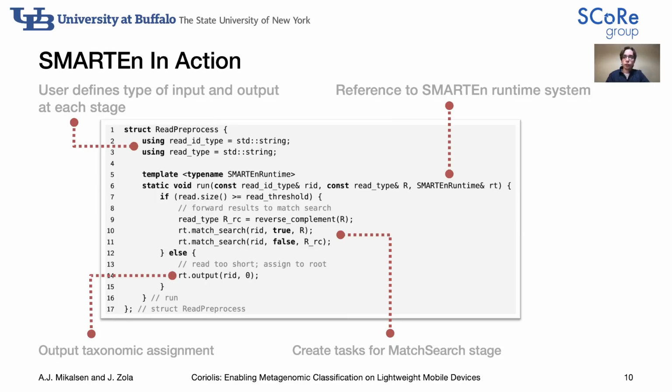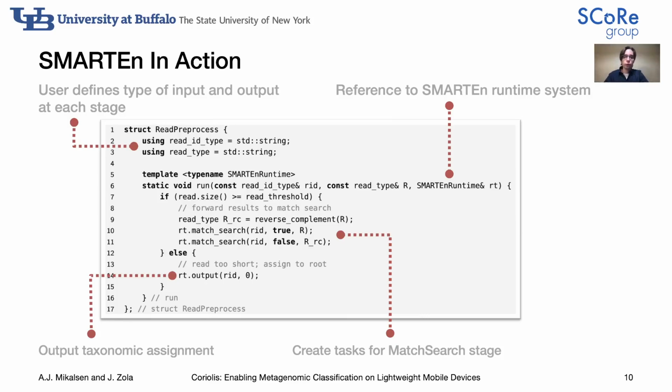This is what a Smarten stage implementation looks like. In this case, it's the read preprocess stage that we use for our Coriolis classifier. And you can see that this run method takes a read ID and a read of types defined by the programmer, and a Smarten runtime object, which is used to interact with the Smarten runtime system.